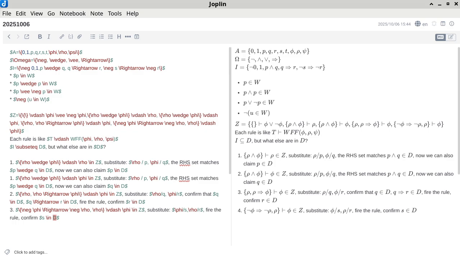So now the question is, what exactly is the set D? The set D is essentially the set of all the well-formed formulae that are either known to be true to begin with or can be derived to be true using the transformations. Is that okay? Are we doing okay so far with these 4 steps?